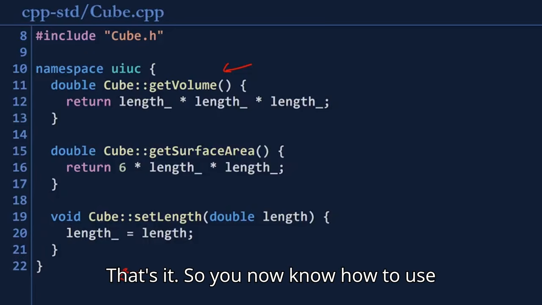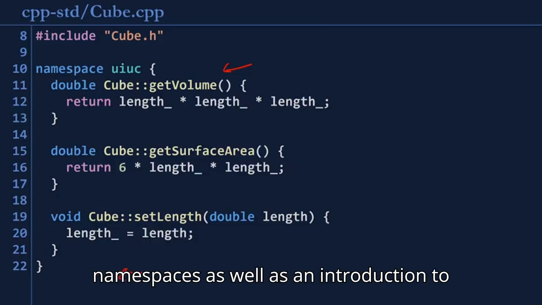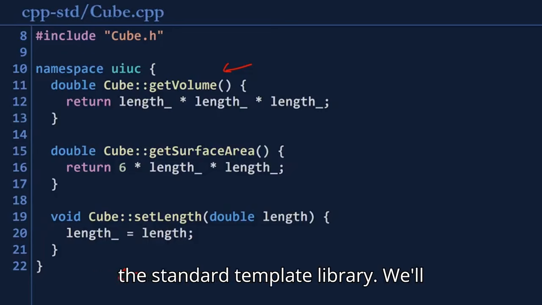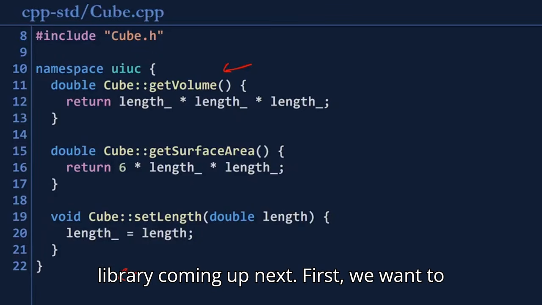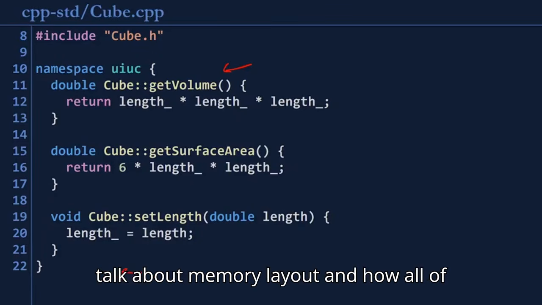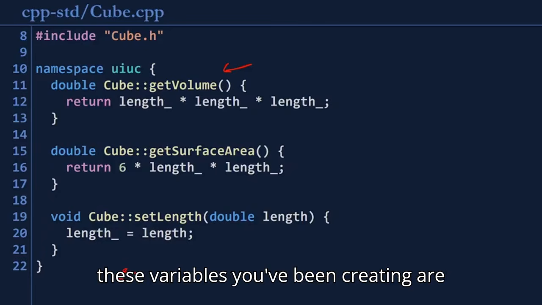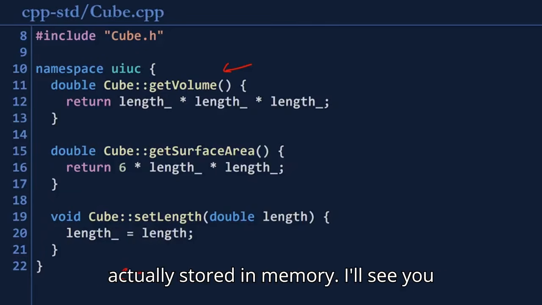That's it. So you now know how to use namespaces as well as an introduction to the standard template library. We'll start using many different data structures of the standard template library coming up next. First, we want to talk about memory layout and how all of these variables you've been creating are actually stored in memory. I'll see you then.